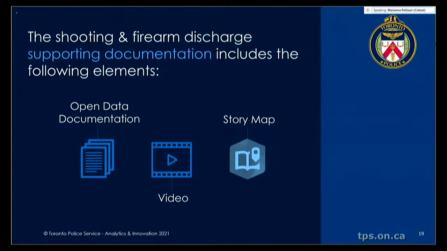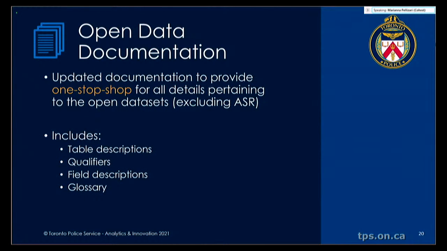The Shooting and Firearm Discharges open data includes supplementary documentation to assist in open data literacy, understanding of community safety information, and to promote the use and application of open data. The open data documentation is provided as a downloadable PDF document. We've also provided a video and story map as other additional resources. The open data documentation includes descriptions of all open data available in the Public Safety Data Portal, including metadata, data qualifiers, and a glossary of terms in this document.